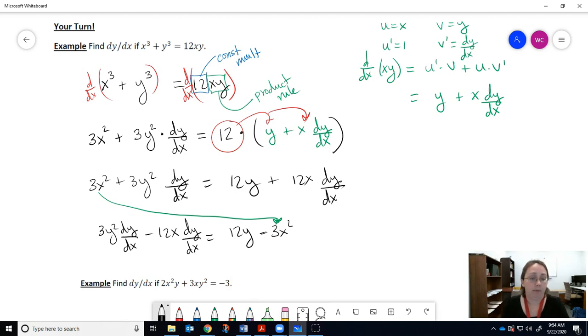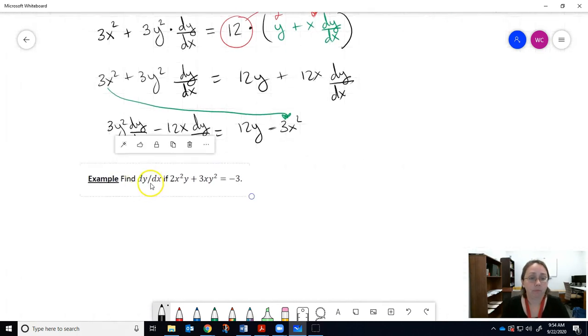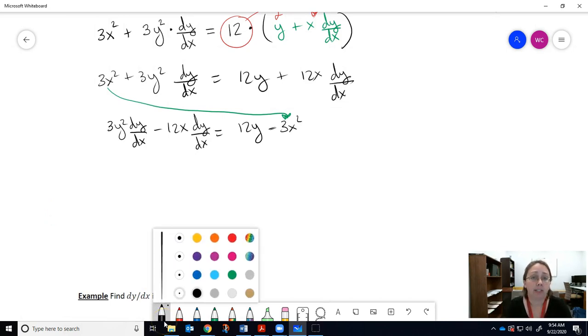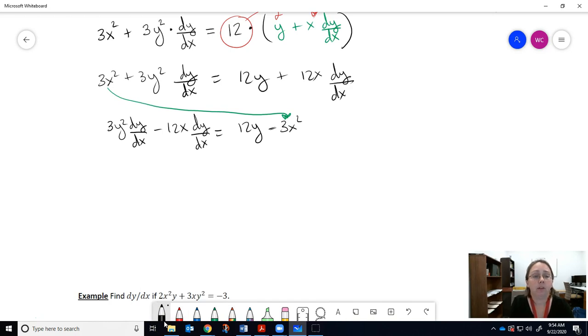Almost there. Make some more room. We have two terms with dy dx. So what did we do to get dy dx by itself? Hopefully you remember we factored out dy dx. If you got this far on your try by yourself, great job. If not, that's okay. This is something new to most of you, and you just need to see some more examples to get used to the process.